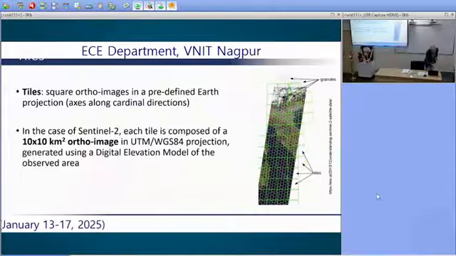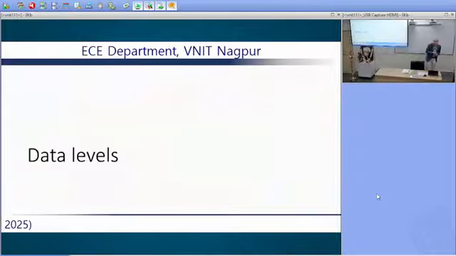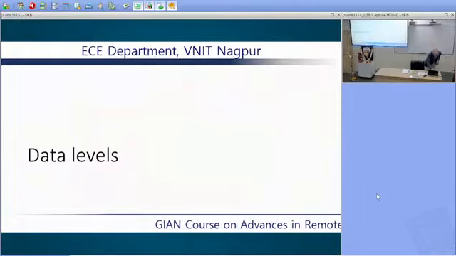Another concept that I briefly touched on yesterday, but without explaining it too much, is the concept of data levels. Let me see.